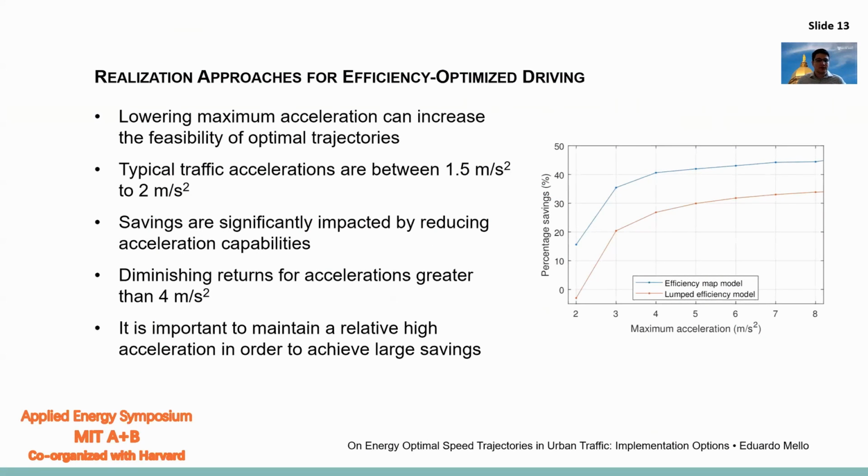The last approach that I would like to introduce is lowering the maximum acceleration, and that can significantly increase the feasibility of these optimal speed trajectories because the distance between the vehicles is going to be maintained for a longer period of time. Typical traffic accelerations are between 1.5 and 2.2 meters per second squared, but as we can see in the plot on the right, if we reduce these maximum accelerations, we significantly decrease the savings obtained by the optimal speed trajectories. Diminishing returns are seen if we increase the maximum acceleration above 4 meters per second squared, and that suggests that we would like to stay within the right side of this plot.